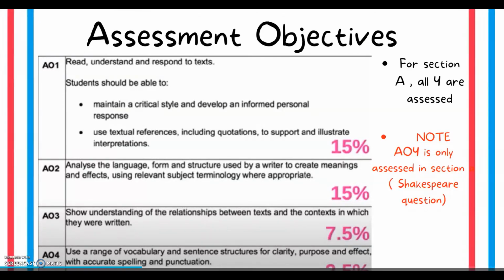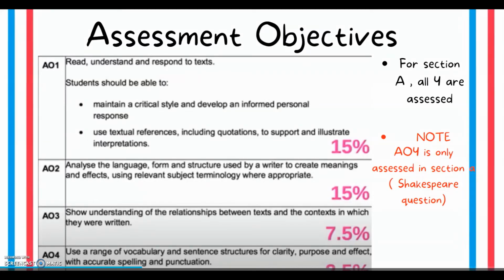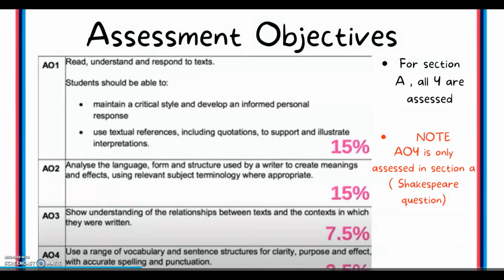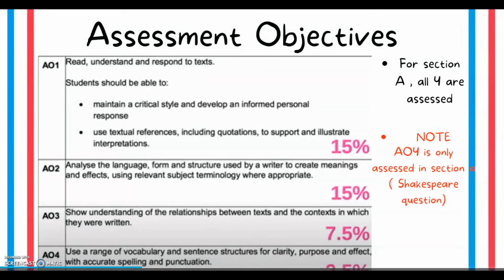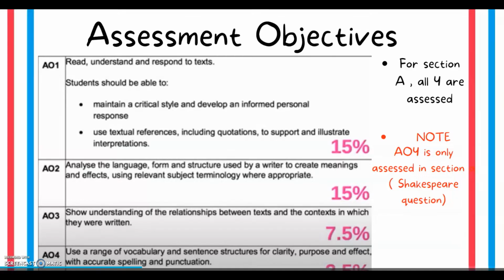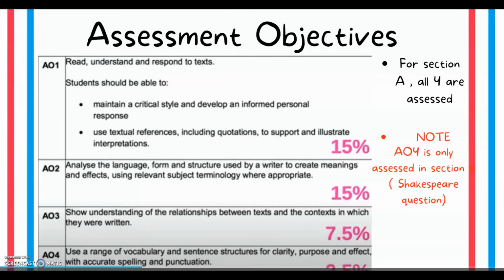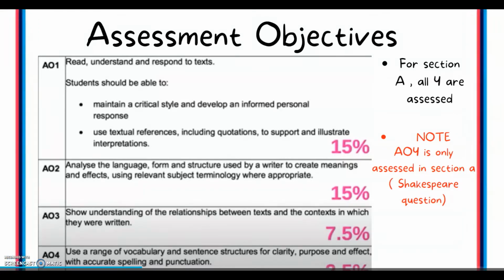So let me talk you through briefly what each of the AOs mean in short. AO1 means being able to answer the question. AO2 means being able to provide evidence and give examples of how the writer has achieved whatever you're talking about. AO3 is being able to include and integrate context into what you're saying, and AO4 is spelling, punctuation and grammar accuracy. Now you may be wondering, what do the percentages mean? Which leads me on to the next slide.